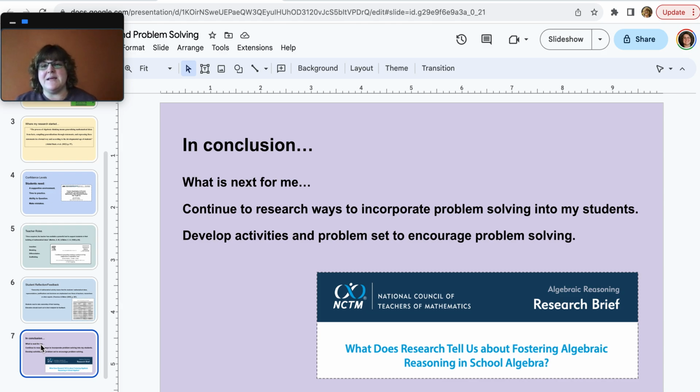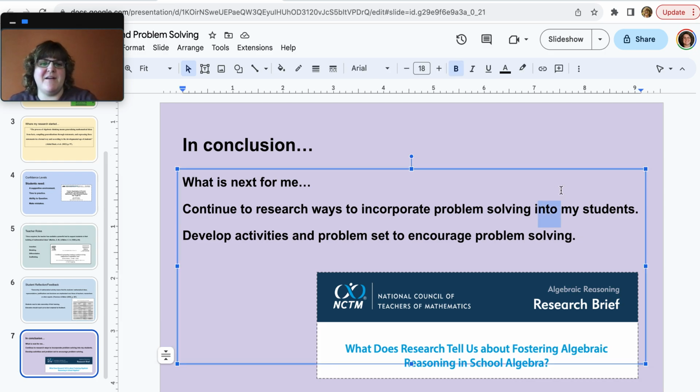So in conclusion, what's next for me? I want to continue to look at ways of incorporating problem solving into my classroom and for my students, so that they can continue to work on those particular pieces. The other piece is to develop some activities and problem sets to encourage problem solving. I want to look at what I'm doing this year in my geometry classes to see if there's a way to help students develop those problem solving skills in a different way.